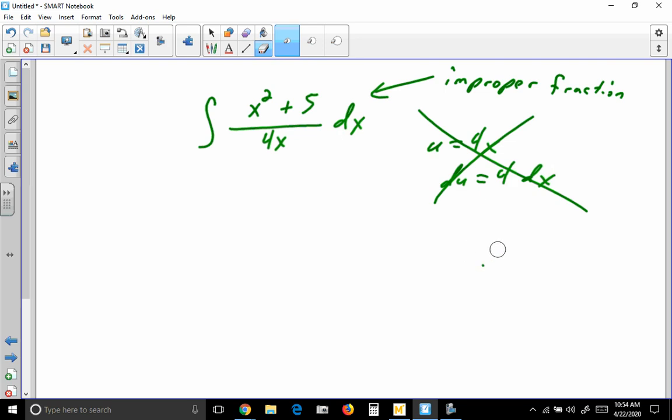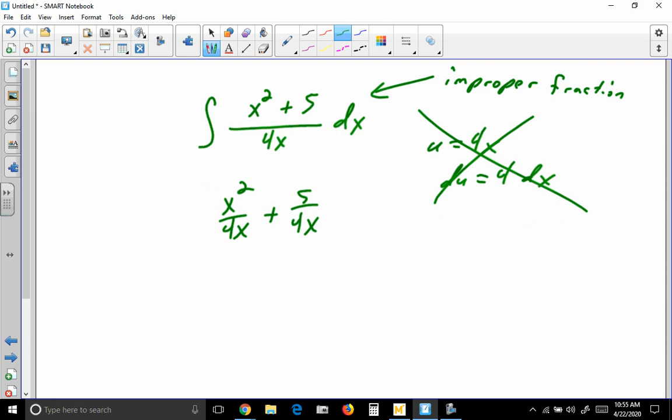So the way we fix that is we have to divide it out. Fortunately, this one is a monomial, so we just take each term in the numerator and divide by the denominator. So this x will cancel one of those x's. So we can integrate each term separately. We can integrate x over 4, or we can call that 1/4 x, and put our dx with it.